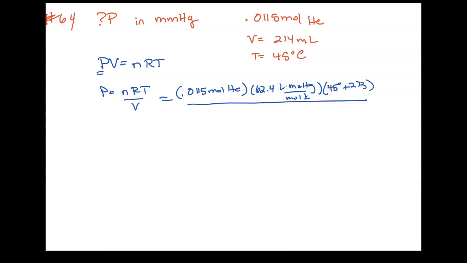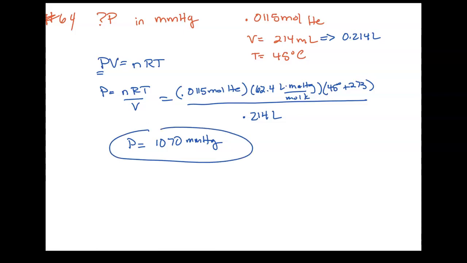And then we're going to divide by volume. Volume has to be in liters. 214 milliliters is the same as 0.214 liters. So when you put everything in the calculator, what I get is 1070 when I take into account significant figures, 1070 millimeters of mercury, which is a little bit over, it's like 1.3 atmospheres.